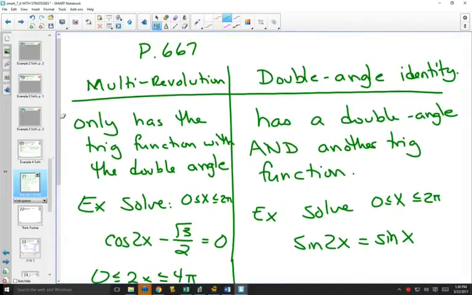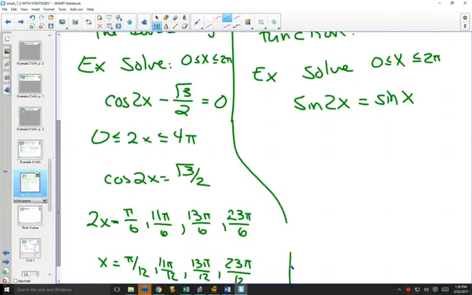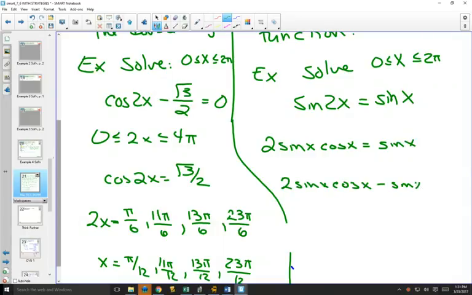How do we know we should use the double angle identity? Anytime you have the double angle and another trig function, you will always have to use your double angle identity. So in this question here, solve sine 2x equals sine x. The first thing you're going to have to do is change using your identity. The sine 2x is equal to 2 sine x cos x. Instead of dividing, you're going to move things over, make it equal to 0, and factor.